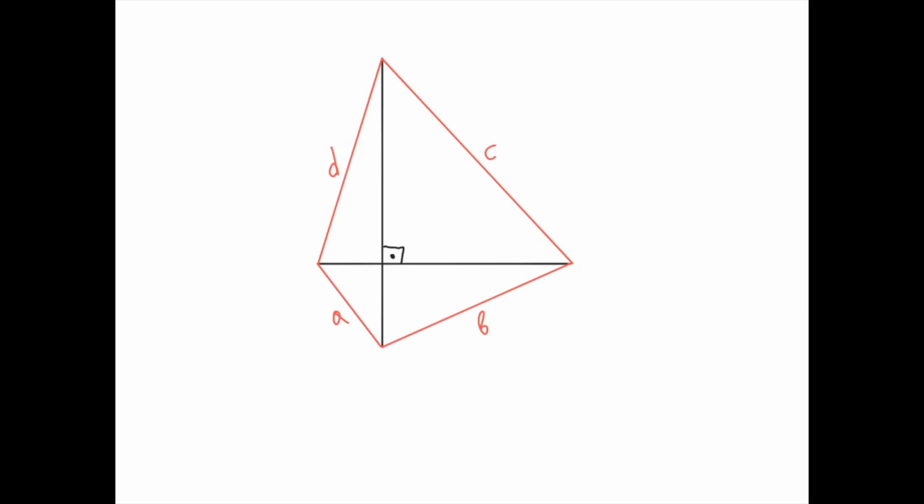Today we're going to discuss some necessary and sufficient conditions for two segments, such as the black segments in this picture, to be perpendicular to one another. In fact, it turns out that there is a necessary and sufficient condition for these two segments to be perpendicular.